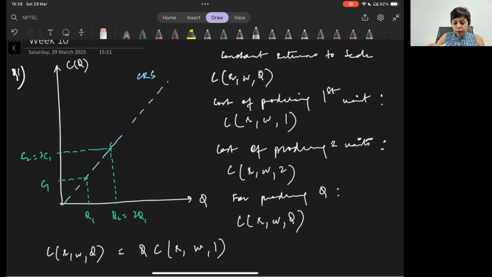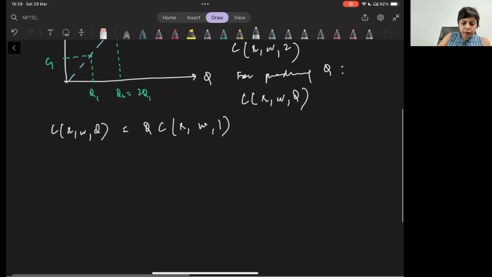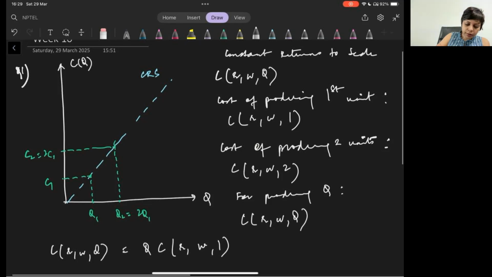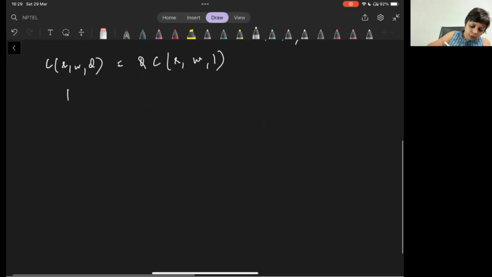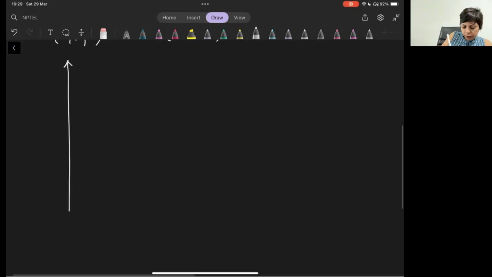Okay, so now let's see what happens in increasing and decreasing returns to scale as a comparison. If you understand constant returns to scale, increasing and decreasing returns to scale is not very difficult.